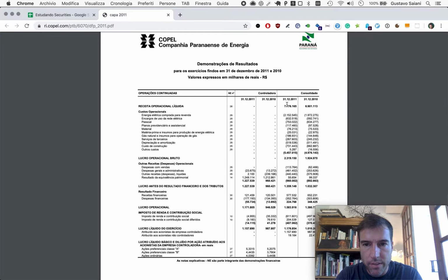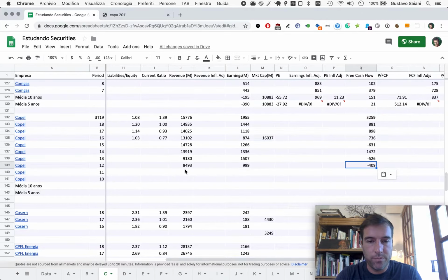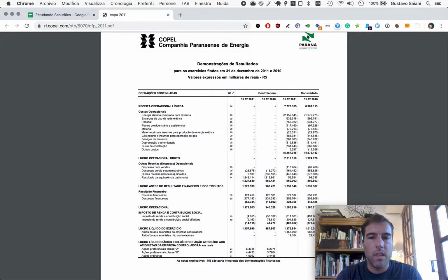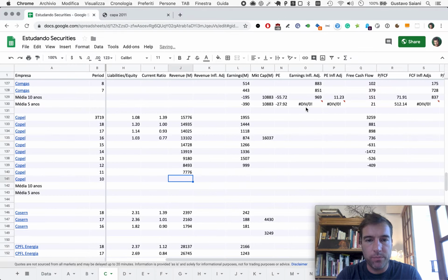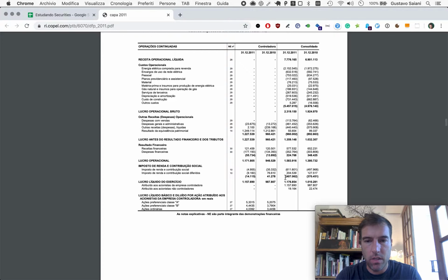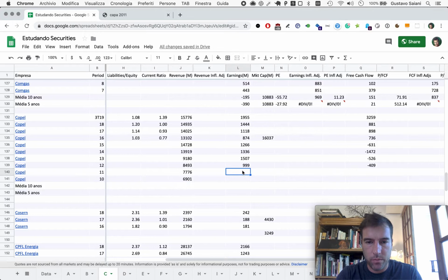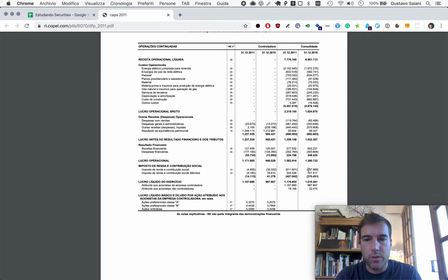So revenue, 7,776 for 2011. And for 2010, 6,901. Profit, 1,177. And for 2010, 1,010,000,000.